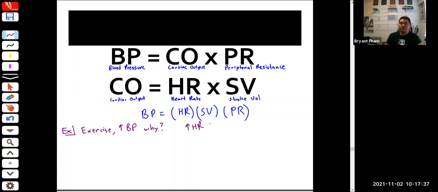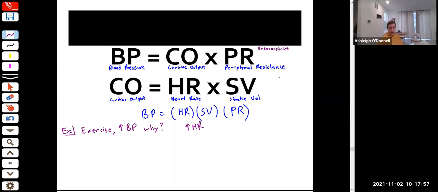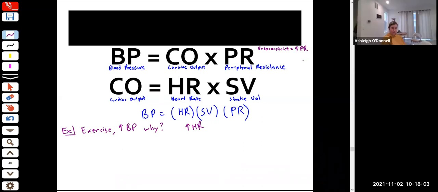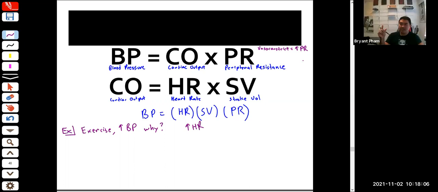Okay. Peripheral resistance. Be careful here. If I vasoconstrict, does that increase or decrease my resistance? Increases. Increases, I agree. Be careful. It's kind of unintuitive. Make the blood vessels smaller, resistance goes up. If you vasodilate, that will decrease your peripheral resistance. Okay.